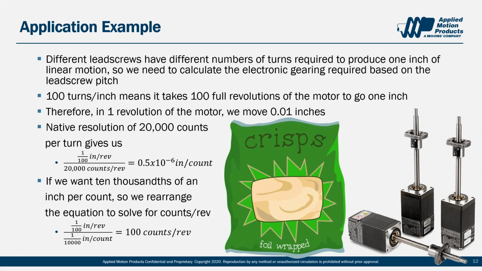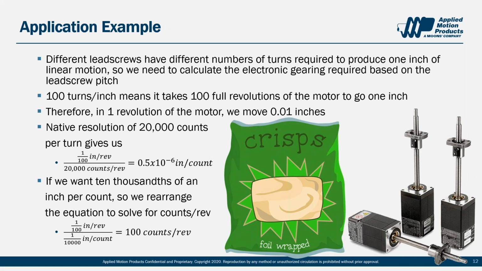So let's say that our lead screw spec is 100 turns per inch, which means it takes 100 revolutions of the motor to move the load 1 inch. With that given lead screw spec of 100 turns per inch and our native resolution of 20,000 counts per turn, we can see using that first formula that we have a movement of 5 times 10 to the negative 7 inches per count, which is a lot more precise than we need here. Plus, it doesn't lend itself to intuitive programming and maintenance.